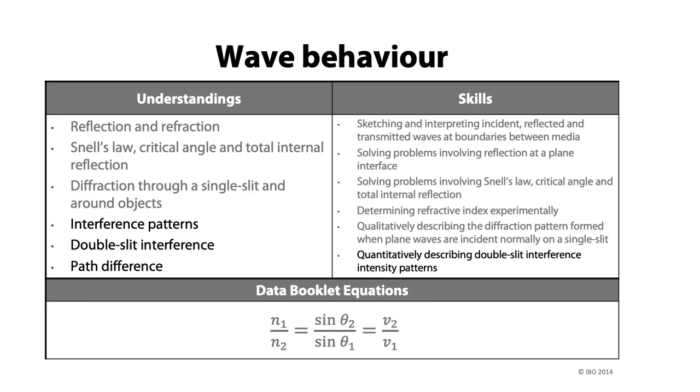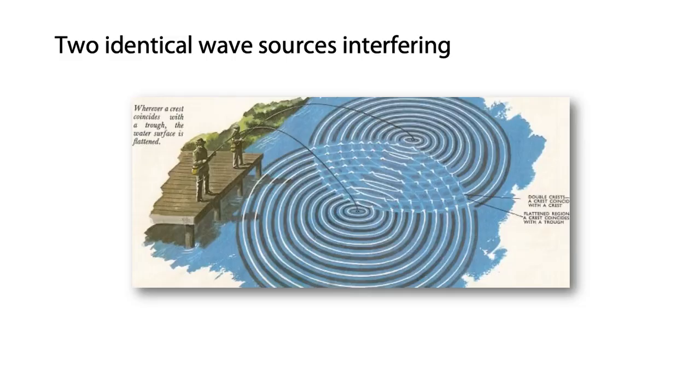For the standard level, you're only required to qualitatively describe diffraction patterns, where you are required to quantitatively describe double slit interference. In other words, you need to be able to actually do some calculations regarding double slit interference. But what do we mean?